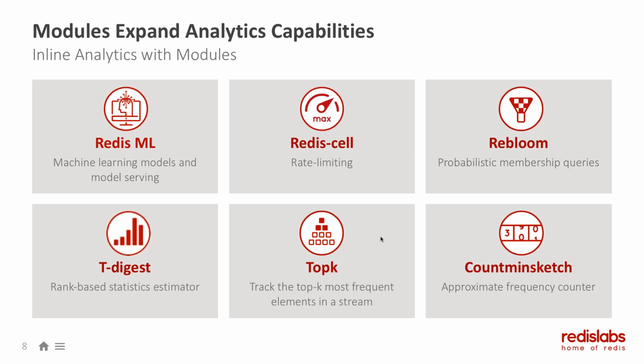Redis Cell is a module that you can use for rate limiting, and it's implemented as a language agnostic rate limiter. Rebloom is an efficient way to verify that an entry is not in a set. It's a probabilistic data structure, and it does not use memory in proportion to the amount of data that's in the set. T-Digest is a rank-based statistics estimator. Top K tracks the top K most frequent elements in a stream, and Count Min Sketch is an approximate frequency counter.